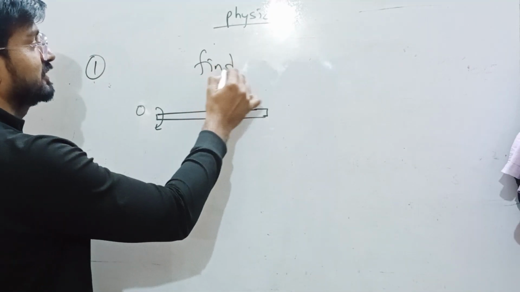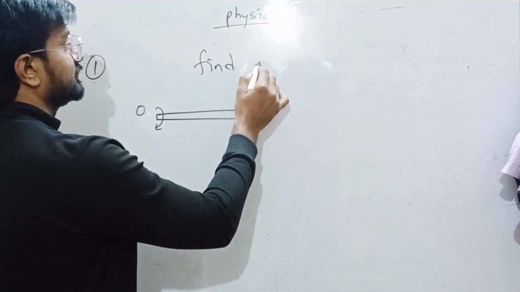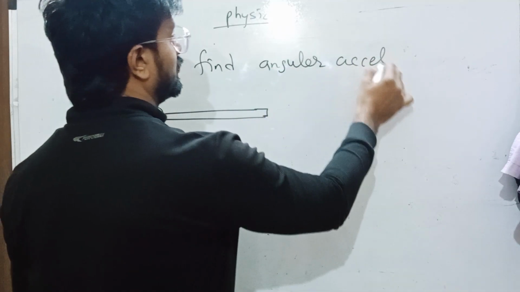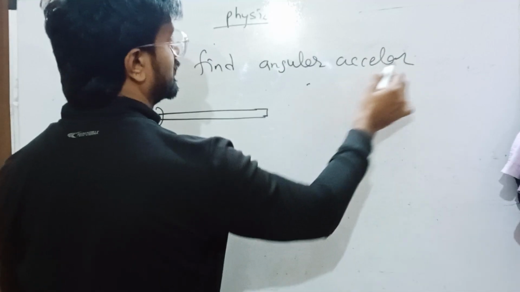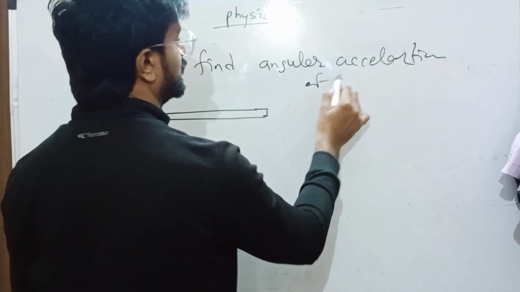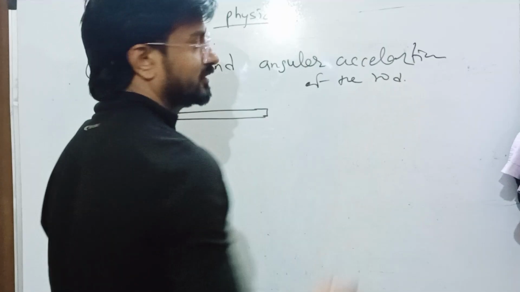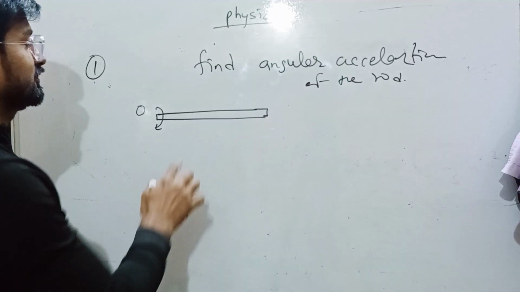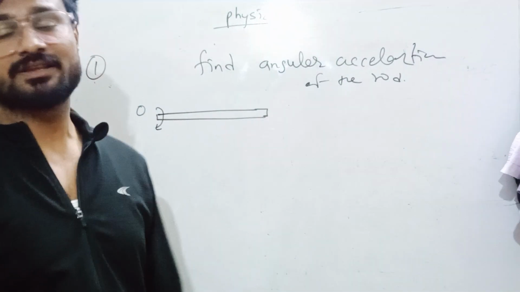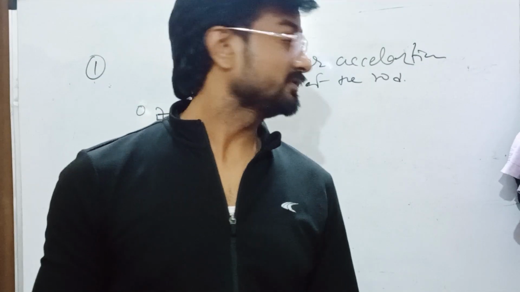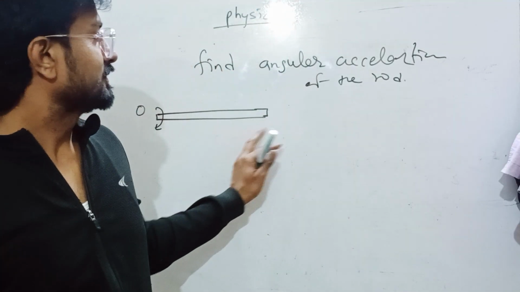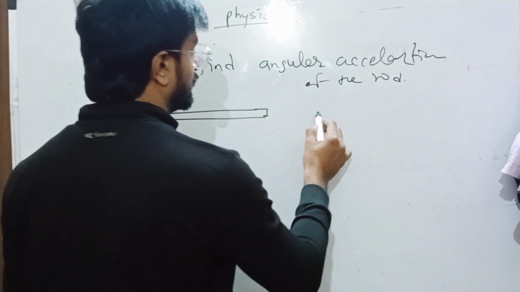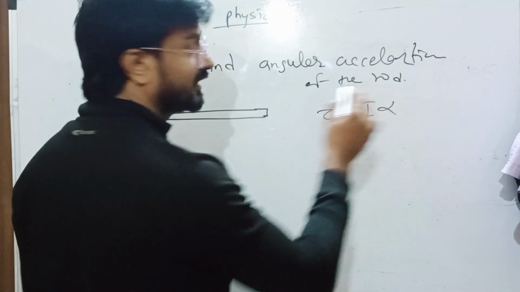The question is: find the angular acceleration of the rod. Initially the rod is placed horizontally. To find out the alpha, we first calculate the torque of the rod. So how we can calculate the torque of the rod? Torque is equal to I alpha.